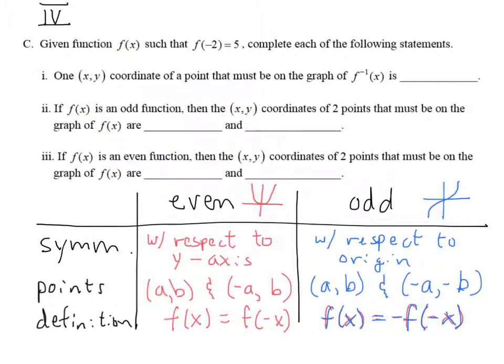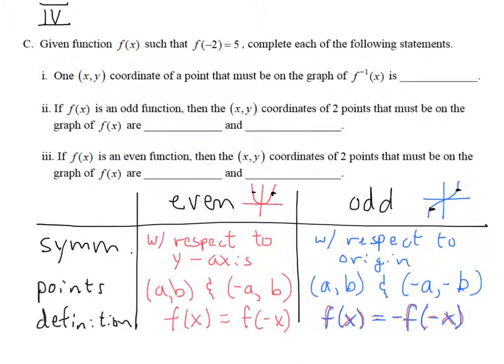What that means graphically also is that if the point A, B is on the graph of an even function, then the point negative A, positive B is also on the graph. And when it comes to symmetry with respect to the origin, if the point A, B is on the graph, then the point negative A, negative B also has to be on the graph.